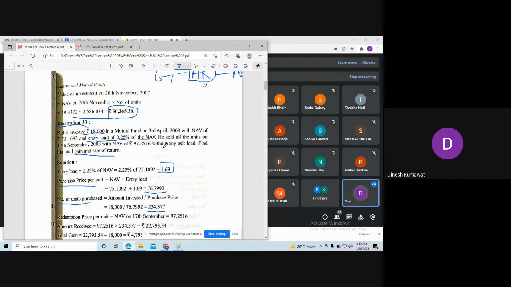Now as you can see, there will be no exit load involved in our problem. Which means net asset value on redemption is the same as redemption price per unit. So redemption price per unit is the same as net asset value on redemption, which is nothing but 97.2516. So how are you going to calculate amount received? Amount received is nothing but net asset value on redemption multiplied by the number of units. So please do this multiplication and let me know your answer.